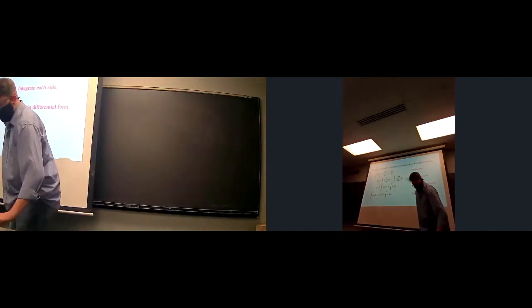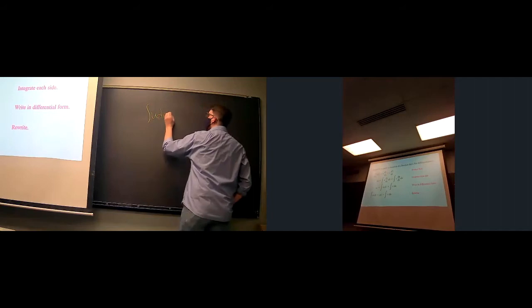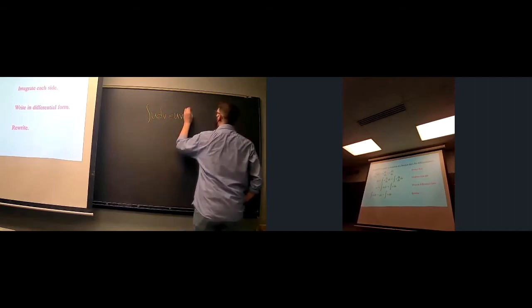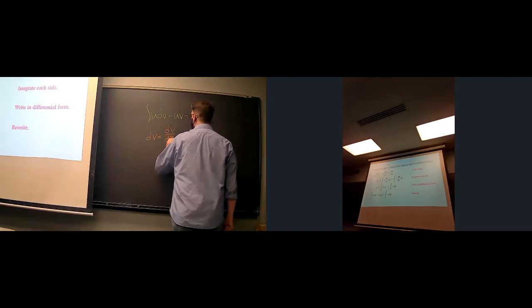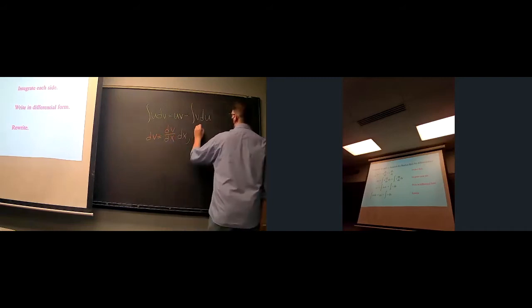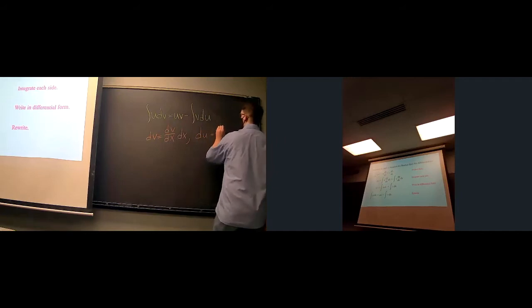Last class, at the end of it, I showed using the product rule how we can rewrite an integral u dv as uv minus the integral of v du, where dv is equal to dv/dx dx, and du is equal to du/dx dx.